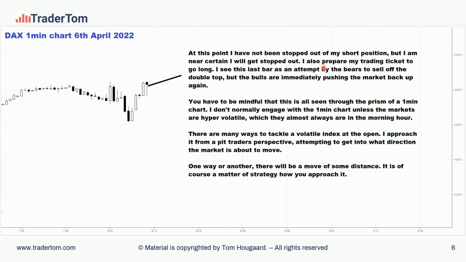So I already prepare my trading ticket to go long, because I see this last bar as an attempt by the bears to sell off the double top, but the bulls are immediately pushing the market back up again. You have to be mindful that everything you see here is through the prism of a 1 minute chart. I don't normally engage with a 1 minute chart unless the markets are hyper volatile, and they always are during the very, very early morning sessions.